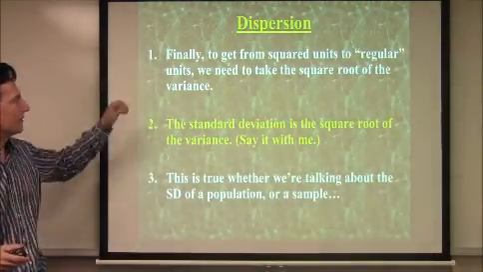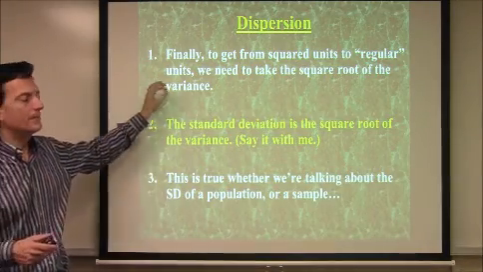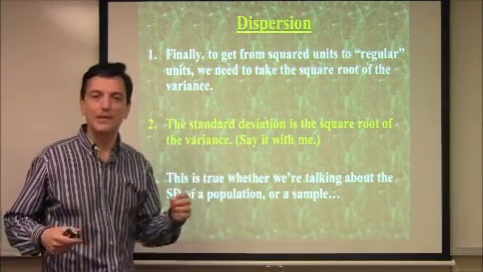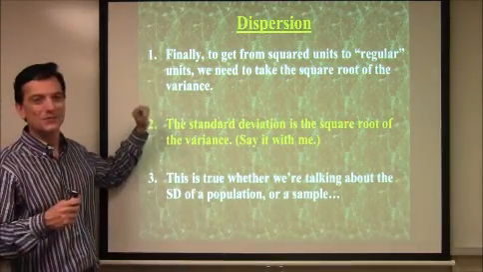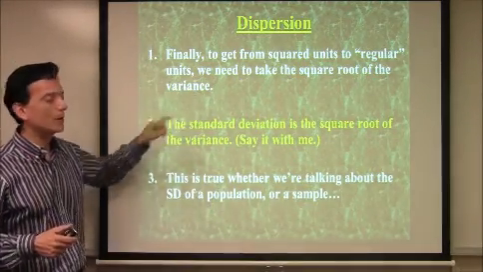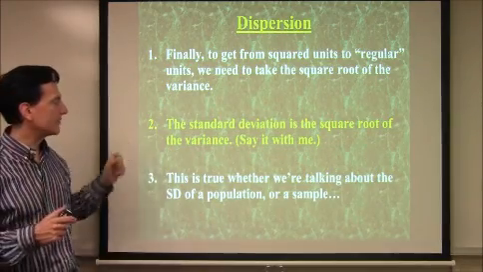Okay? All right, so let's move on. And now we'll say finally, to get from these squared units that we've been dealing with, the sums of squares and the variances, back to the regular units, or the original units, we need to take the square root of the variance. So I'll read this first to you.